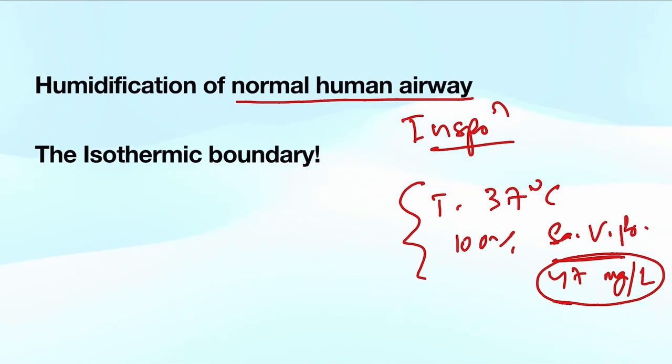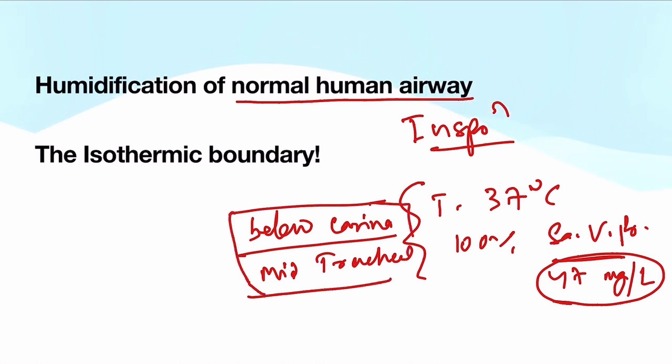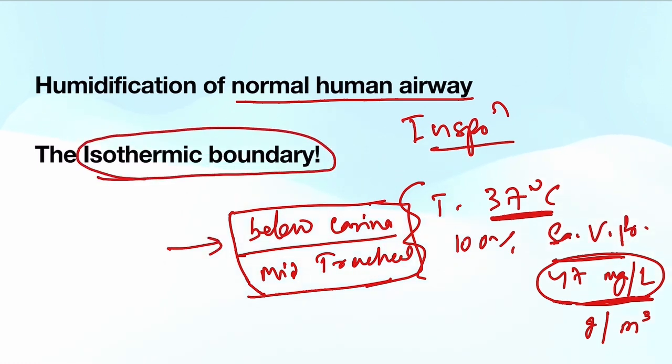So a temperature of 37 degrees Celsius and 100% saturated vapor pressure is achieved at a level that some people say is just below the carina, or the mid-tracheal level. In this region, this condition is achieved, which equals 47 mg per liter of water. Also, this unit sometimes varies. It is either mg per liter or gram per cubic meter, right? And this point is also called the isothermic boundary. The point at which these two conditions appear is called the isothermic boundary.